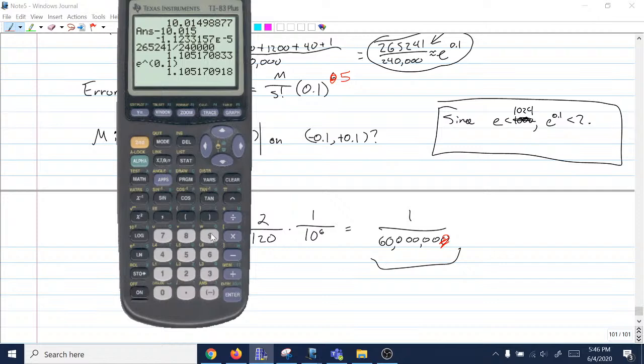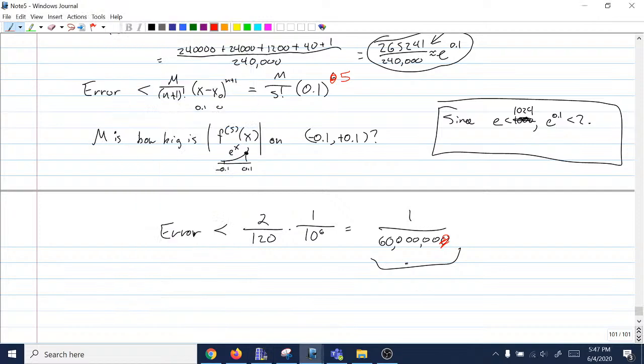If I subtract these two numbers, if I take that number minus 265,241 over 240,000, my error is about this big. If I take 1 over 6 million, I get a slightly bigger number. My error is less than that. That should have been a 5 here.